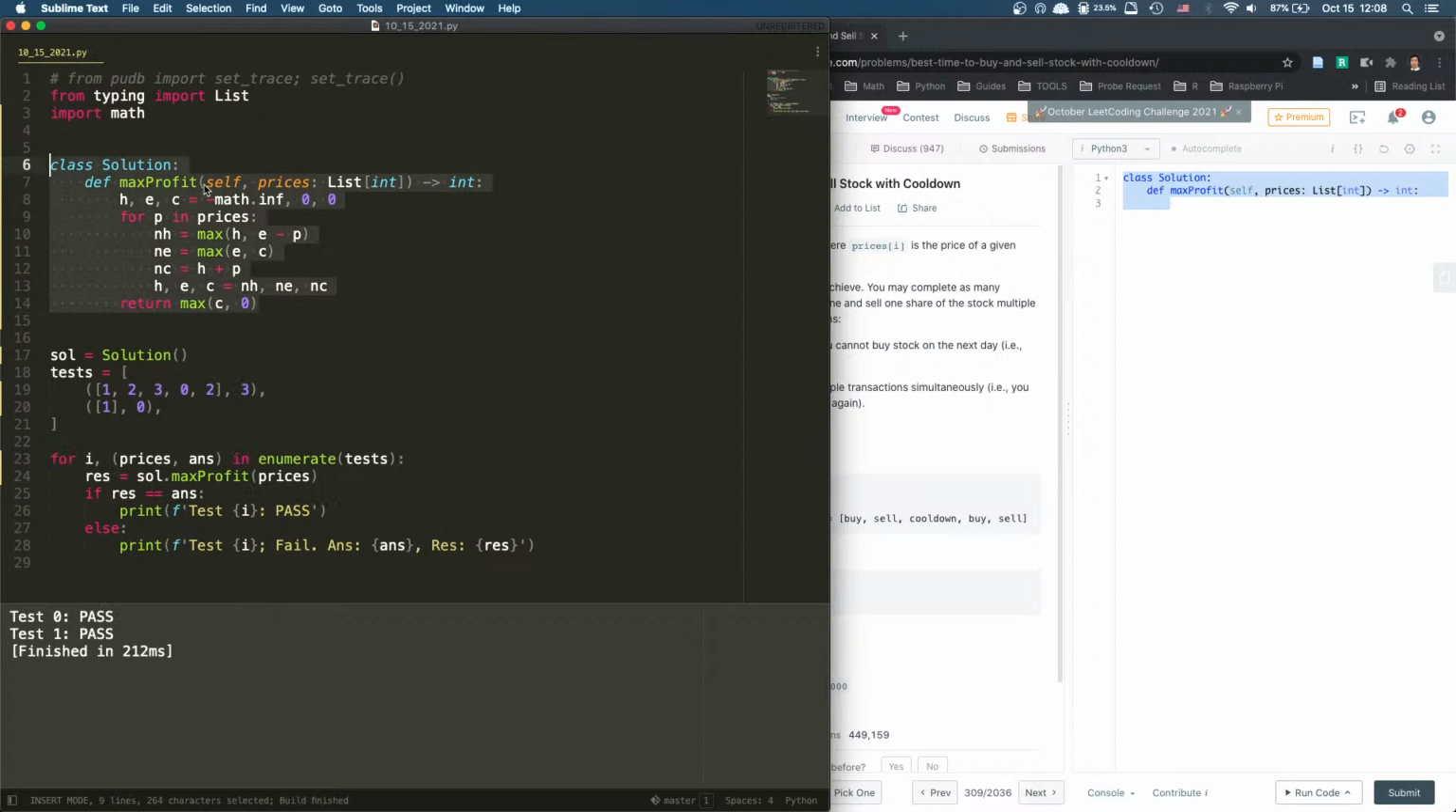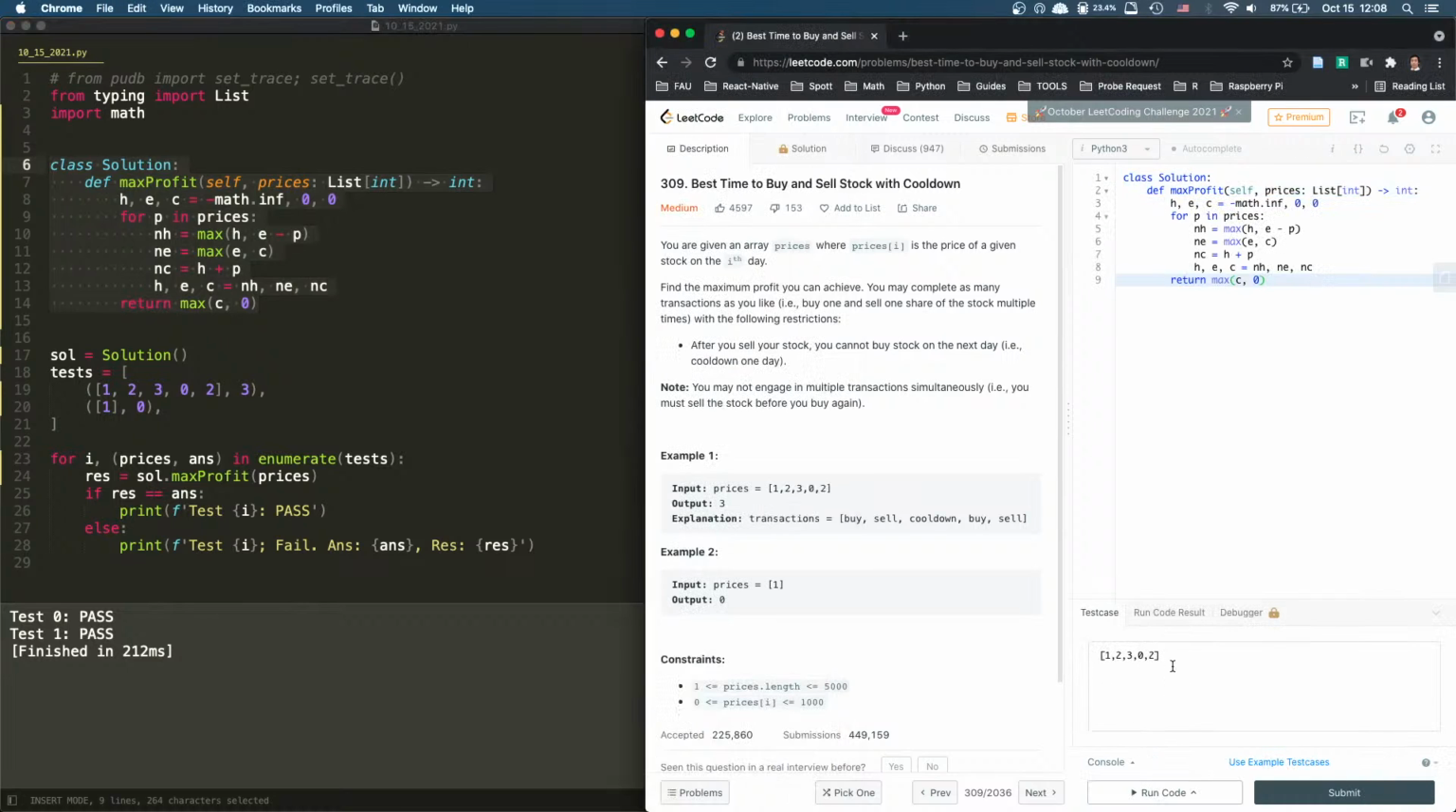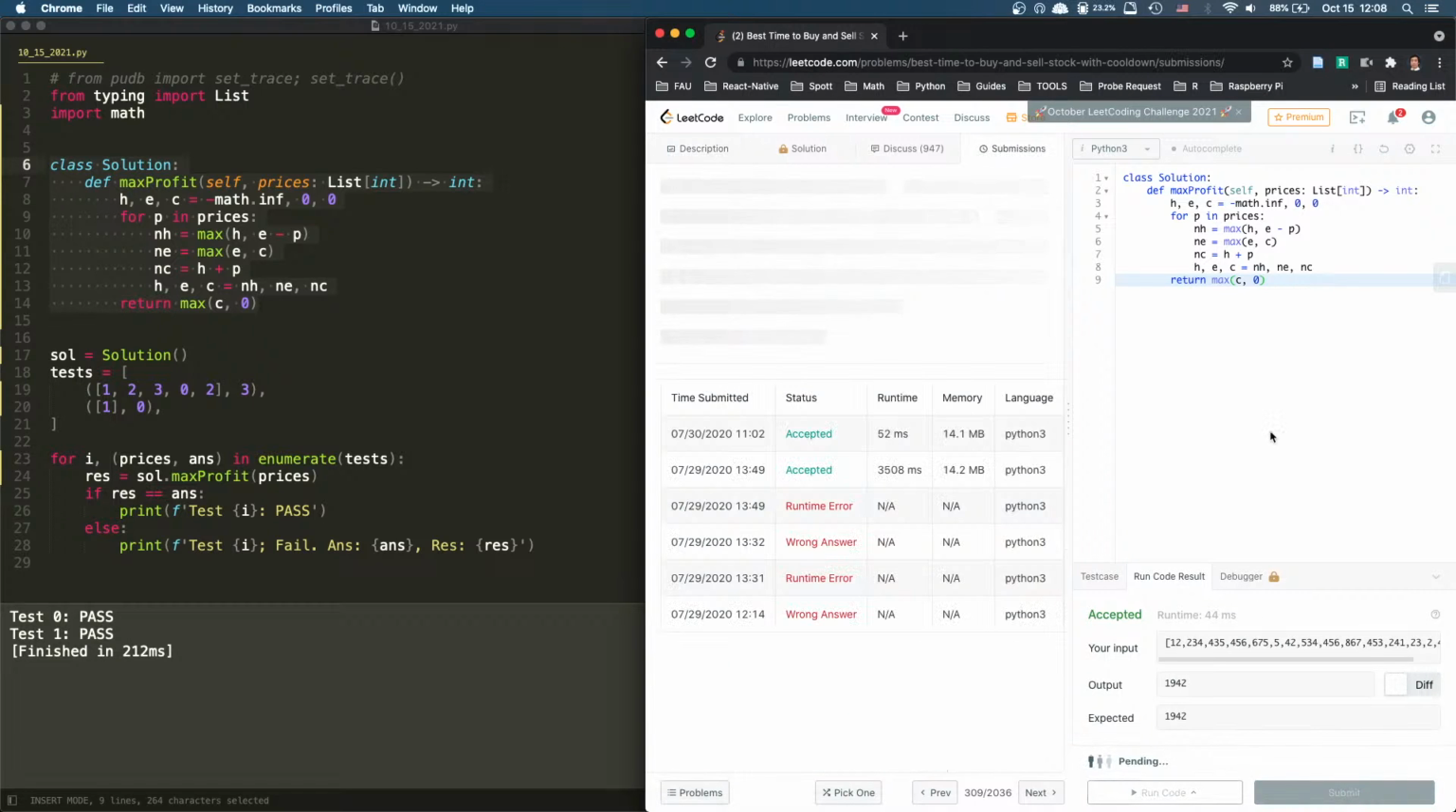Let's try some more test cases. I don't know, just putting in some random numbers. Price has to be smaller than 1,000, so these are not going to work. Just break them up into smaller numbers. Okay, and see if it works. Yeah, it works. I think this works, but still, I need to refresh my memory on this.